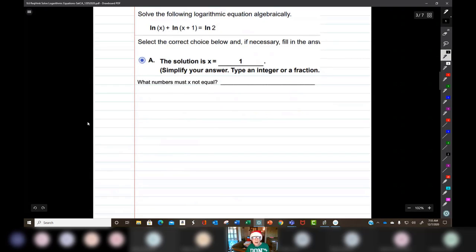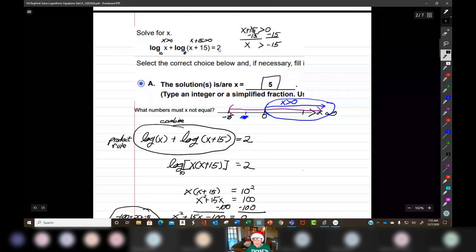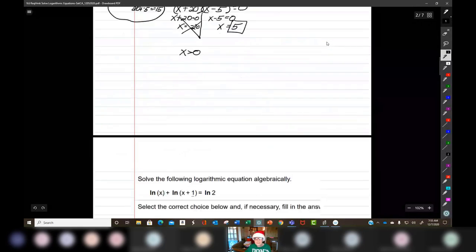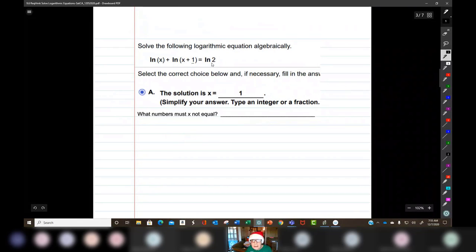Now you see they get a little more complicated. We're going to be using the product rule again. We have a logarithm plus a logarithm, so we're going to multiply the arguments and come up with one log statement. Oh, but this is different. Look at this. Here we have the log of an argument plus the log of an argument equals a number. Here we have the log of an argument plus the log of an argument equals an argument. This is our other method for solving a logarithmic equation.